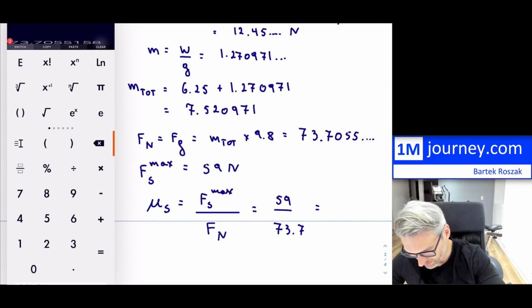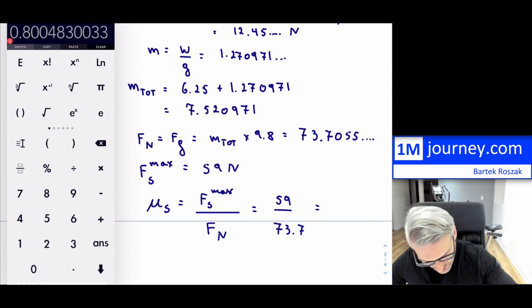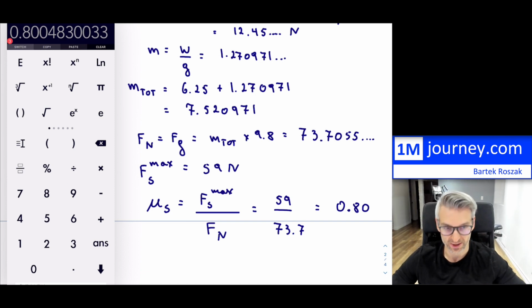So let's plug that in. 59 divided by 73.70, and I guess 55. It looks like 0.8. I'll put it to two significant figures, so I'll put that extra 0.